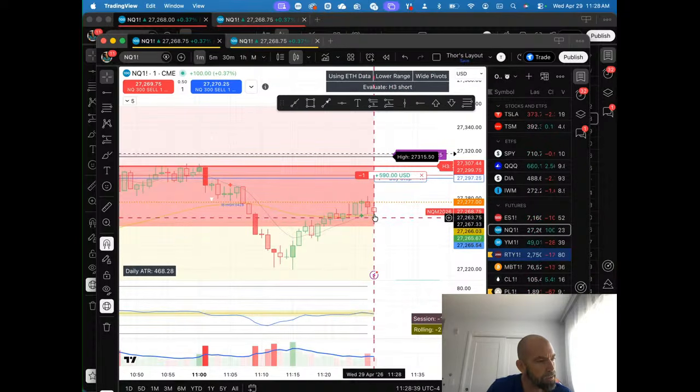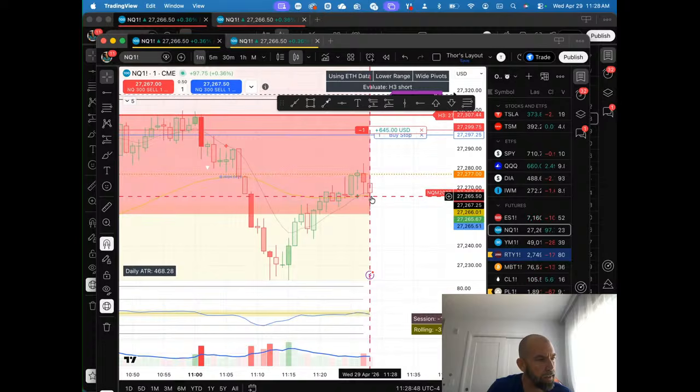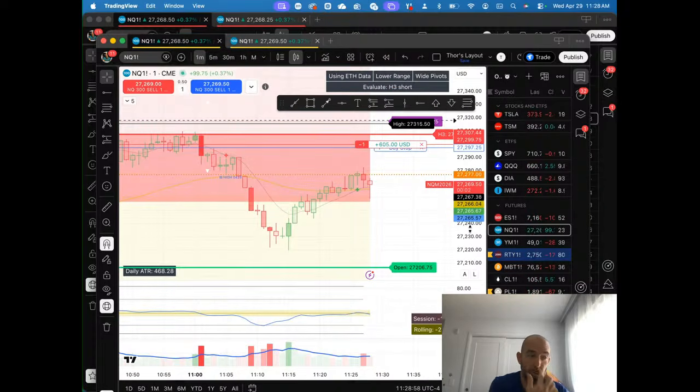So you can see, now we're going back and testing back into our averages, right? We've got the 21 here, we've got the 50 here, and the 9 here. So there's a lot of algo here. If we can crack back under and close under these, that might be enough to kick us back into a movement towards our lows.